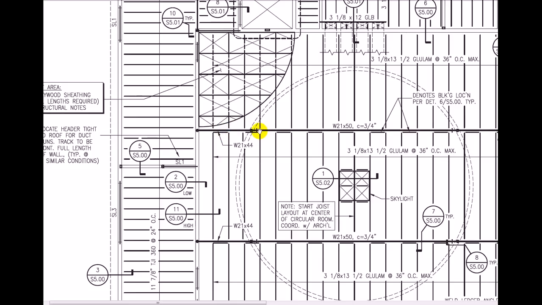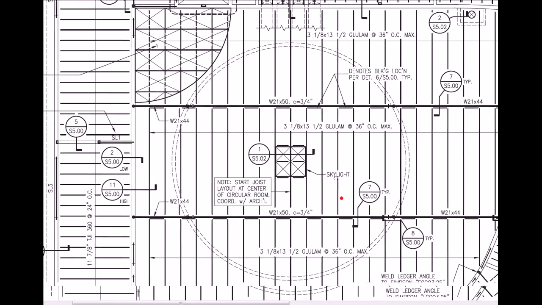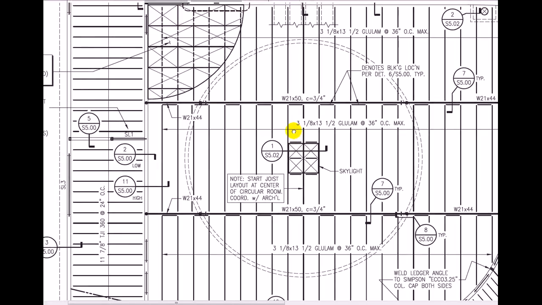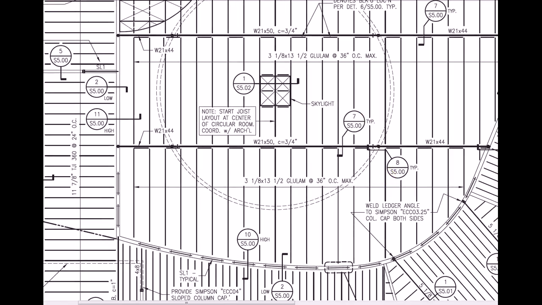It looks like this little symbol here looks like it stops, so it's a 21 by 44, runs over the column, and then there's a splice and another splice there, and then we have these 3/8 inch by 13.5 inch glue laminated beams going between here. So I'm looking at this, I know this is kind of a great room. I'm thinking, okay, architecturally they wanted to expose some wood on the underside. We could go to the architect's drawings to confirm that.